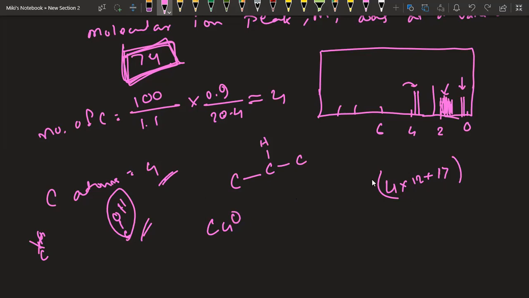We need to find the number of hydrogens. So that means 74 minus this mass. What should we get? We should get 9. That means there's a possibility that there's H9. So C4H9O is a possibility where we are assuming that we have an alcohol group. That means one of the carbons has an alcohol group. Remember, I'm not seeing the solution right now. I'm just assuming this could be a possibility.